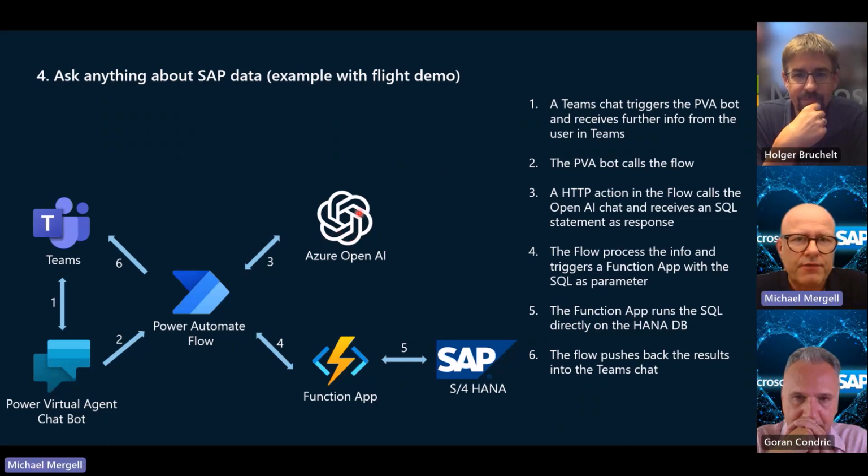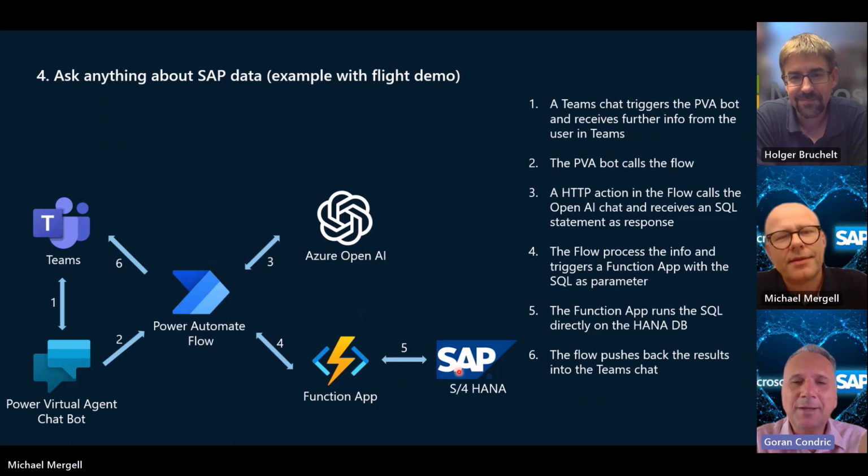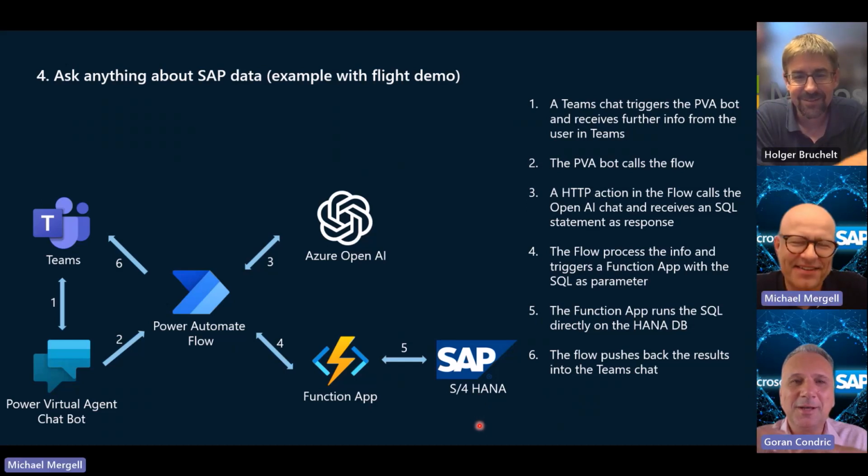And then the OpenAI will give us back the SQL command, and the SQL command is then triggered through a function app. It's running the command and getting back from the SAP HANA database directly the result. And then we push that back through the flow and the chat to Teams. And here we have all the possibility to format this in tables, in adaptive cards. So I will show you in a moment. So Azure OpenAI is the brain who figured out what kind of SQL statement should be sent to SAP, not us. You'll see in a second.